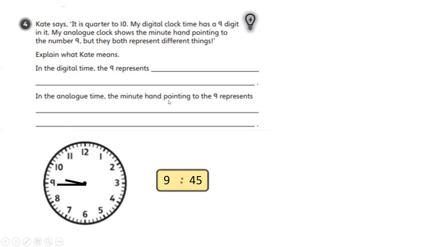With my analog clock, the minute hand points towards 9. And if we look here, 9:45, this hour hand actually should be closer, pointing closer to the 10, I would say. But it's 45 minutes here. And that's 9 times 5. 9 times 5 is 45. So the 9 here is representing the minute hand, which is representing 45 minutes.